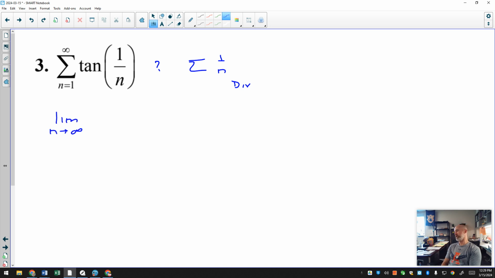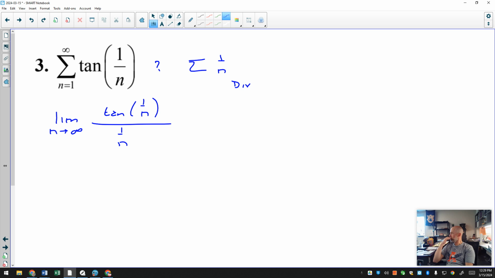And limit comparison is when you do the limit of the quotient, of the ratio of those two things. So the tangent of 1 over n over 1 over n. It does not matter which one you put on top, but you do the limit of their ratio. Now, what do we look for in the limit comparison test? What do we hope to get? A positive finite number.